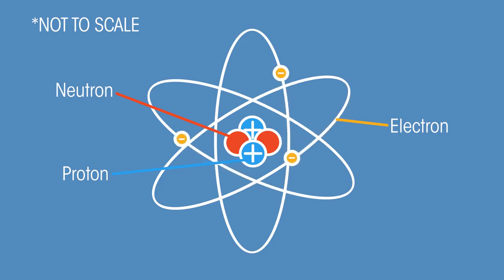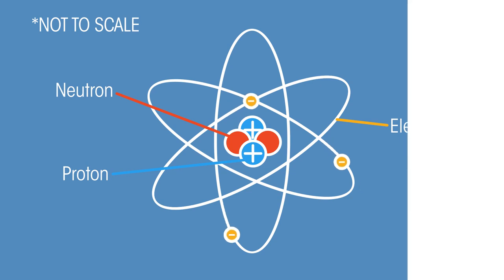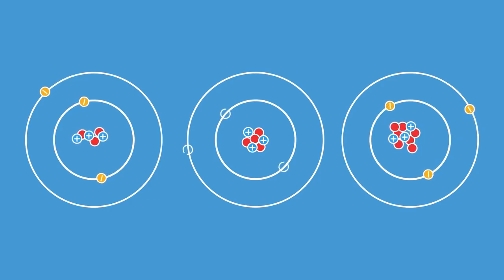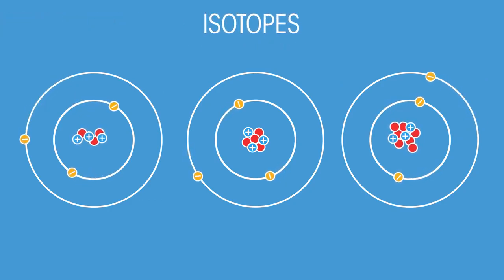You've looked at atoms from a chemistry point of view, but we also cover them in physics too. You should already know all about the structure of atoms, but if you've forgotten, you may want to watch these videos first. In this video, we're going to look at different forms of an atom called isotopes.